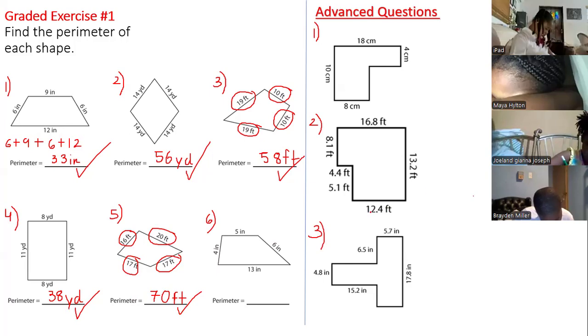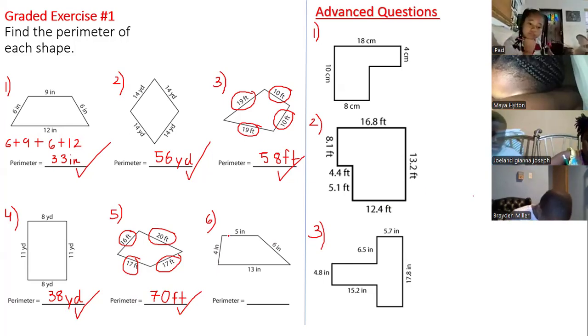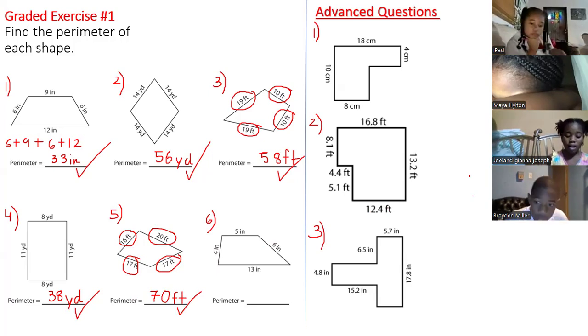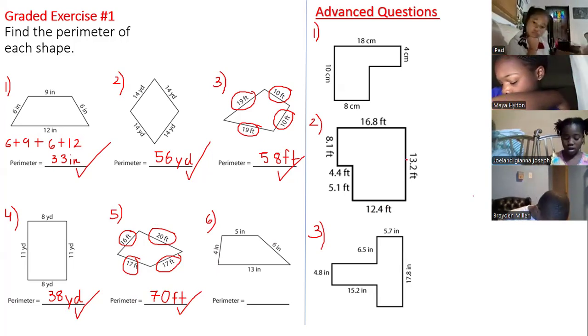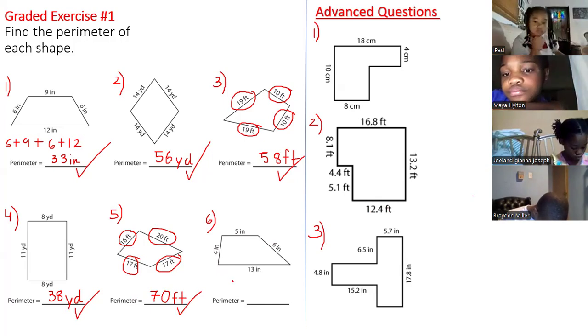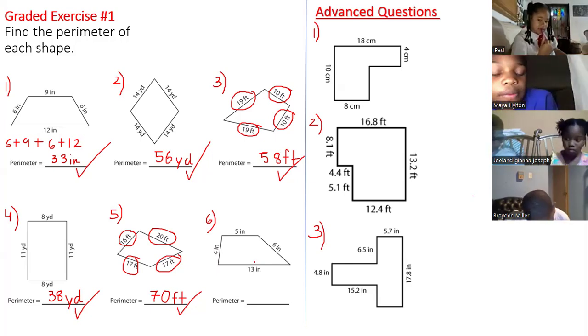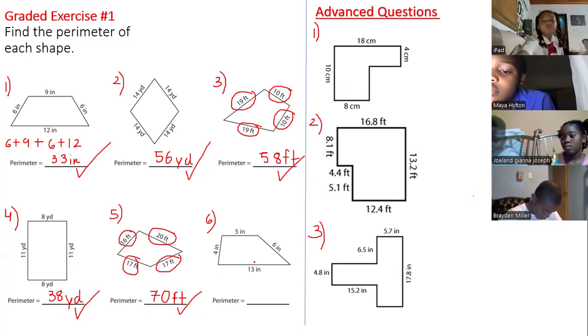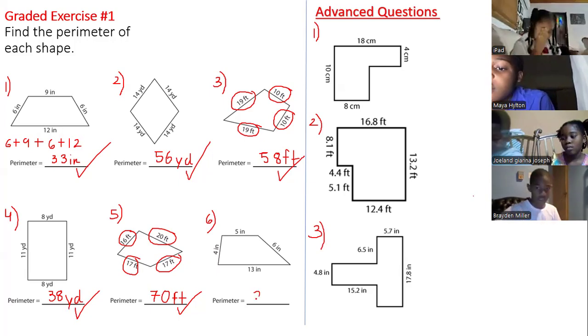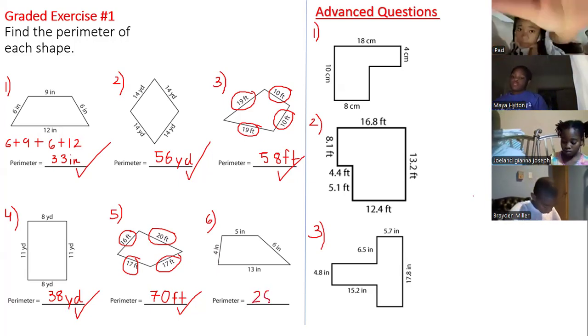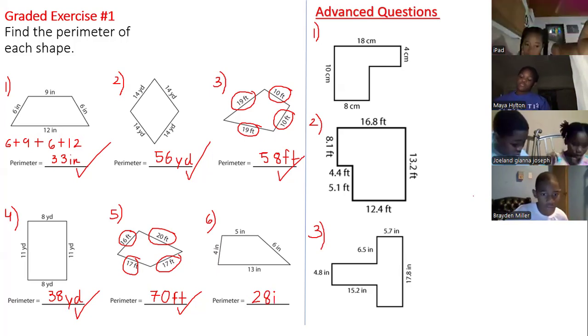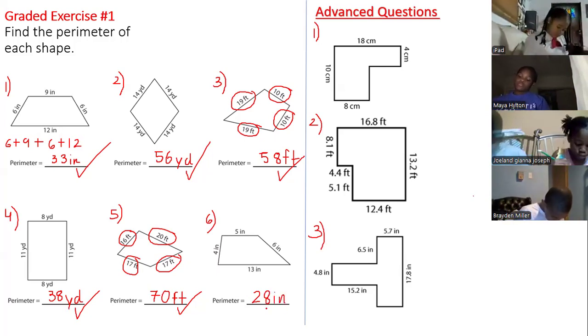Yes, sir. Good. Now number 6, finally. Maya, where's Maya? Yes, sir. You getting any of these right? Yes, sir. Good. For number 6, what do you have? I got 28 inches. Anyone else got 28? I got 28. 28 inches, perfect. Now remember to put the units behind it.